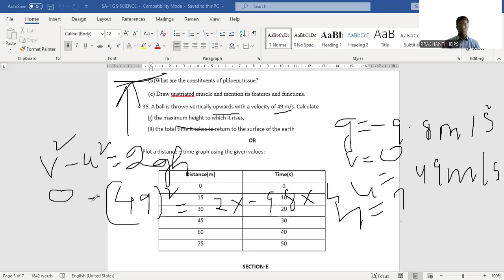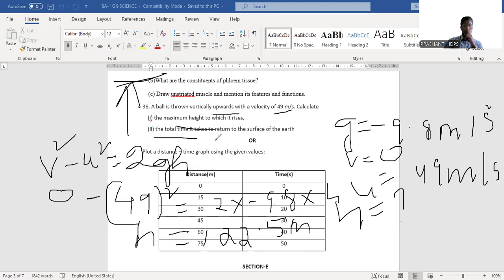If you solve this one, you should not take it plus because it is outside. u is separate, minus is separate. So if you solve this finally, then you'll get height h equals 122.5 meter. This will be the height.